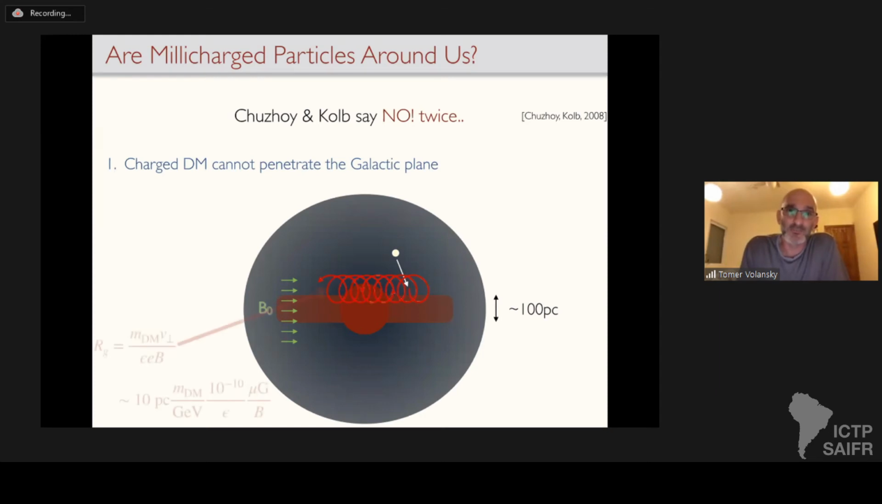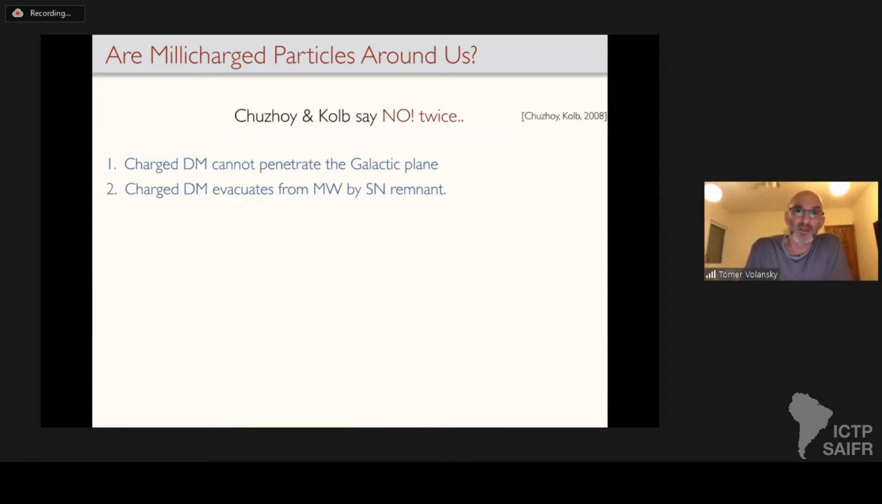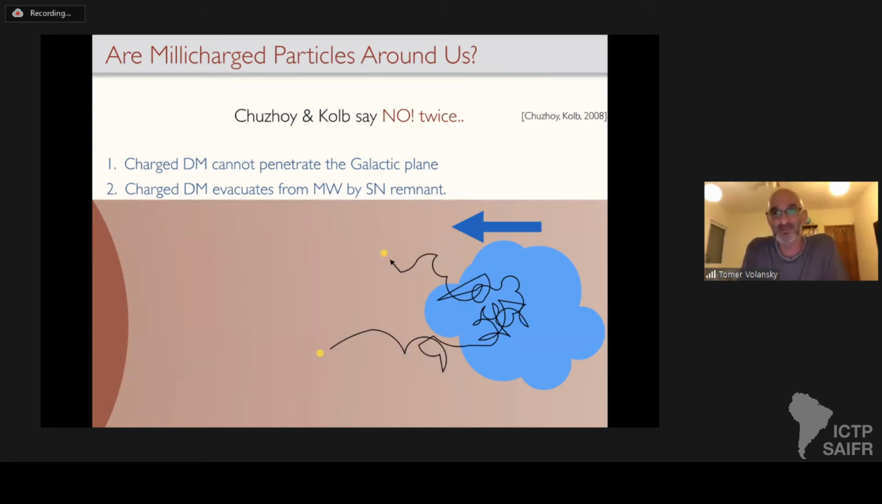This is the gyro radius, and it just tells you that you can't penetrate. So this is this line here. Everything above this line cannot penetrate the galactic plane if it comes from outside. But what about Milli charged particles that started inside our galaxy? Well, you have supernova remnants, and supernova remnants are these blue things that have magnetic fields in them and they move. So when particles in the galactic plane hit one of these shock waves, one of these supernova remnants, they Fermi accelerate and they get enough energy.